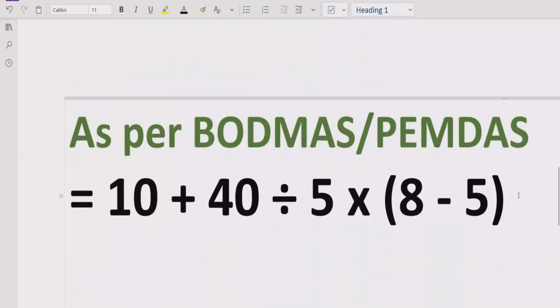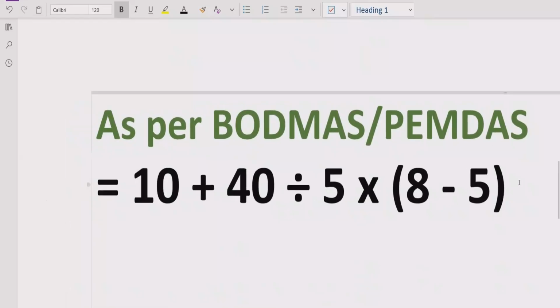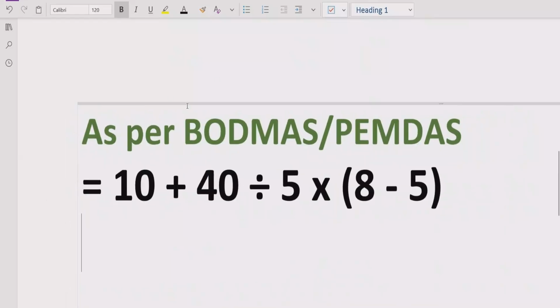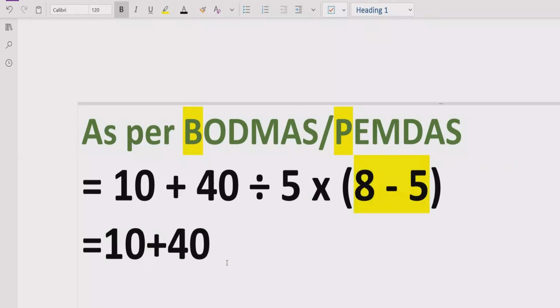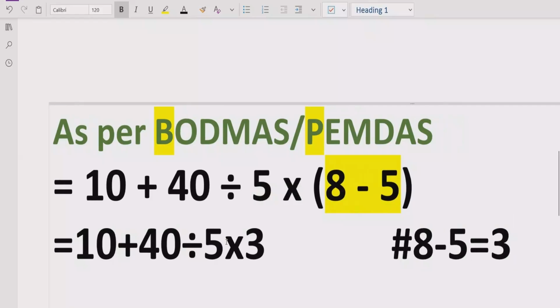Now move forward to solve the given expression. According to the BODMAS and PEMDAS rule, first of all, we have to solve the bracket or parenthesis. So here we have 8 minus 5. We have to solve this one. 10 plus 40 divided by 5 multiplied by 8 minus 5 equals 3. And here we have to give the reference 8 minus 5 equals 3.